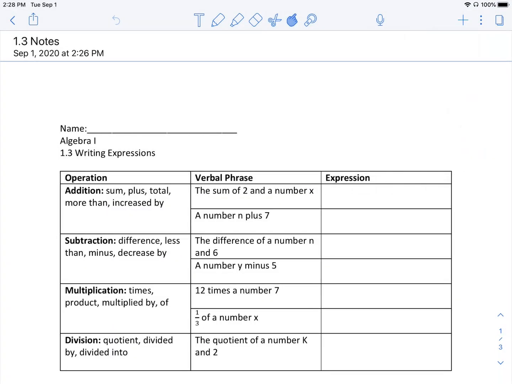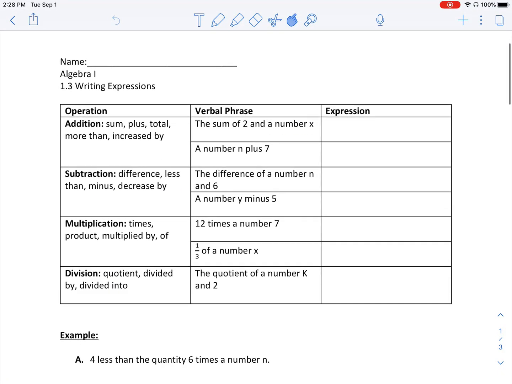All right, good morning again or afternoon. We are on 1-3, writing expressions. So we're going to start filling out this table where we talk about what the different English phrases mean and tell you what operation to use.